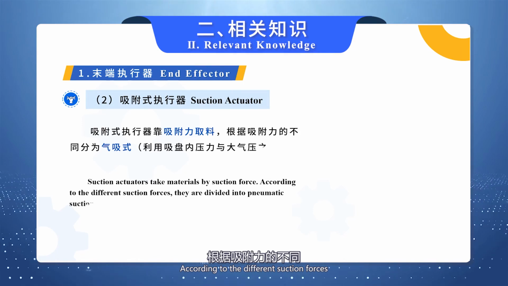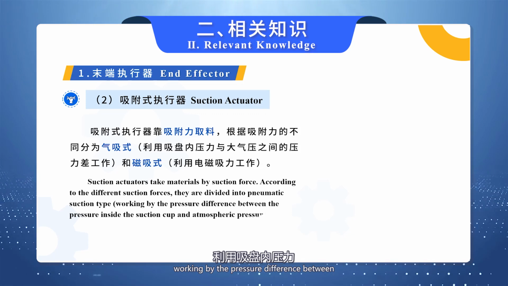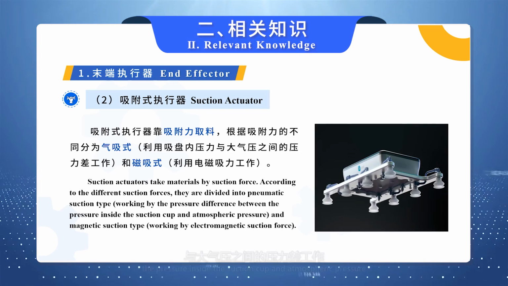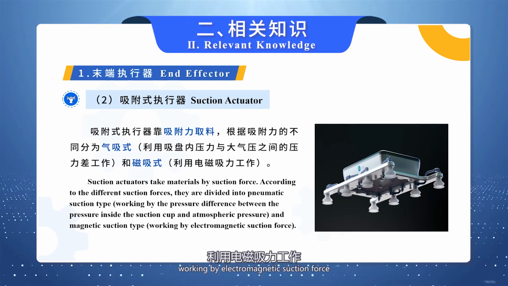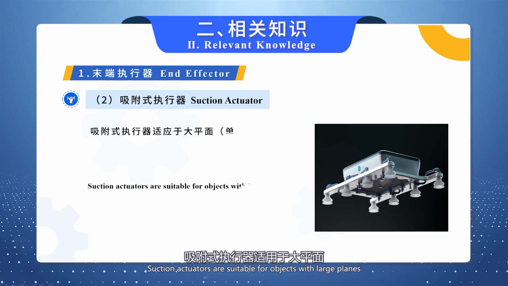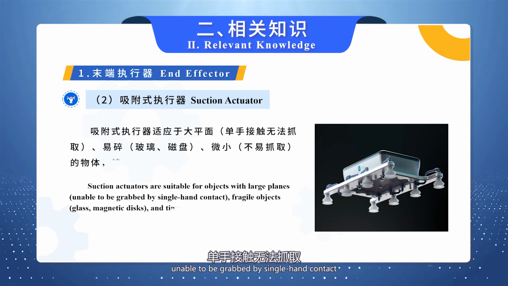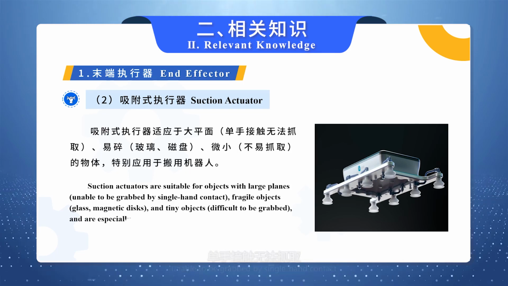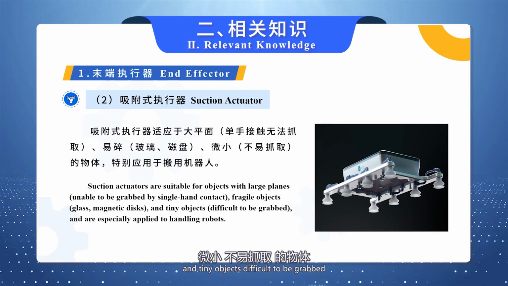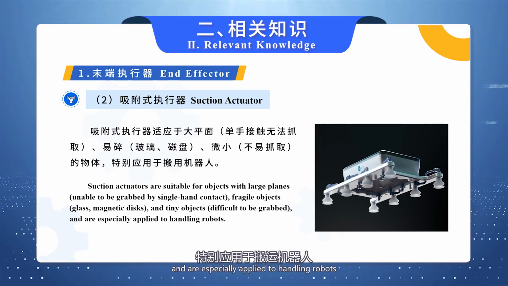Suction actuator. Suction actuators take materials by suction force. According to the different suction forces, they are divided into pneumatic suction type, working by the pressure difference between the pressure inside the suction cup and atmospheric pressure, and magnetic suction type, working by electromagnetic suction force. Suction actuators are suitable for objects with large planes, unable to be grabbed by single-hand contact, fragile objects, glass, magnetic disks, and tiny objects, difficult to be grabbed, and are especially applied to handling robots.